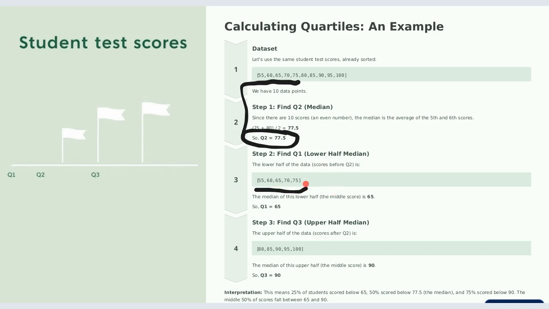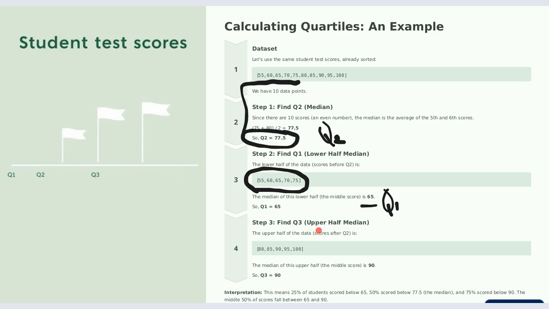So the median of these numbers here, it's easy to find the median because there is an odd number of data points. So the median here is simply 65, right? That's the middle number. The middle number is 65. That's Q1. That's the first quartile. So the first quartile, this is Q1, is 65. The second quartile, this is Q2, is 77.5.